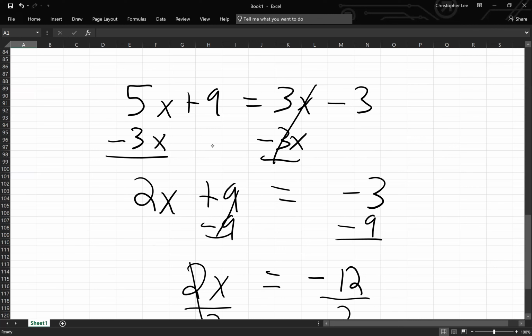I'm trying to avoid the negatives. That's true, but it doesn't matter. Whichever one you take is fine. Just be consistent. You do to one side, you do to the other.